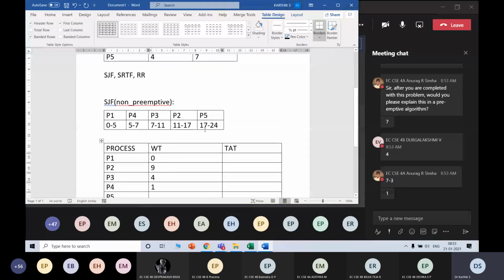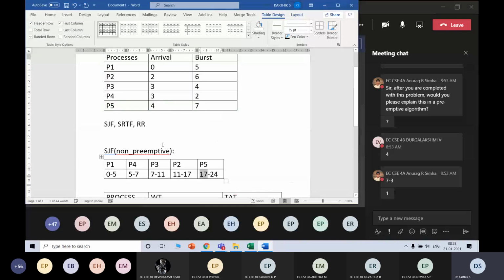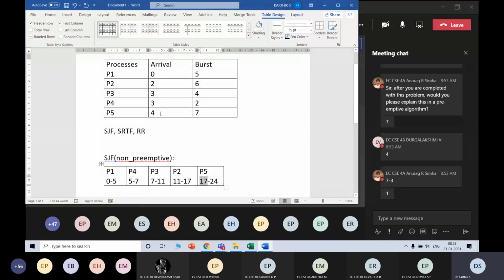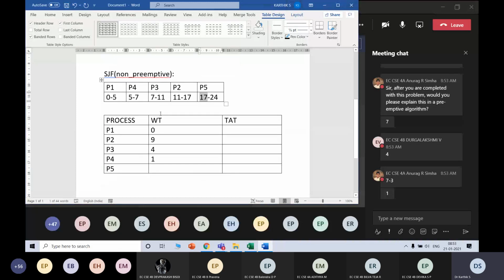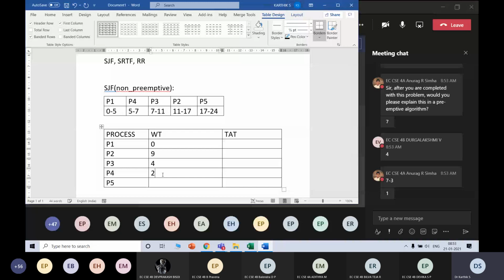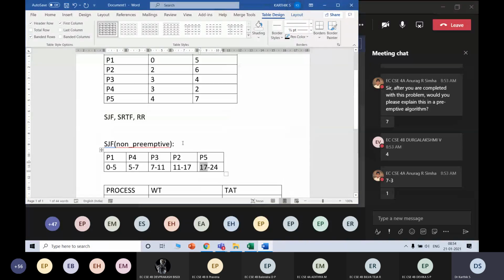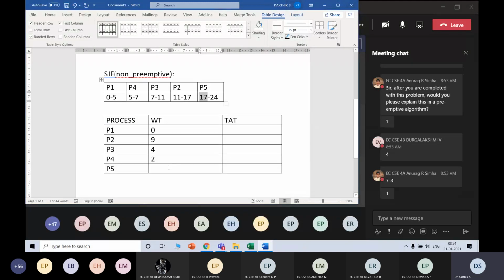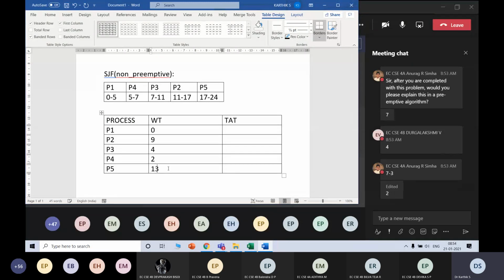Sorry, I made a mistake, I believe. Yeah, P4 started its execution at 5 and it arrived at 3. So between 3 to 5, for 2 milliseconds it was waiting. And P5 arrived at 4 and started its execution at 17. So 17 minus 4, it is 13 milliseconds is the waiting time.